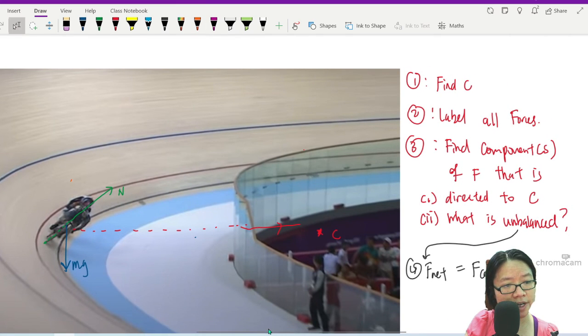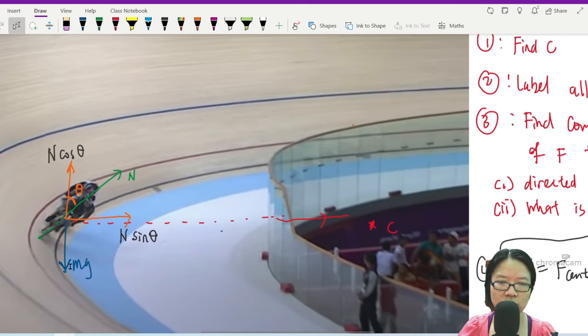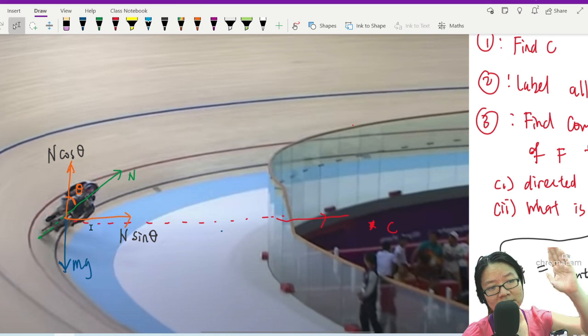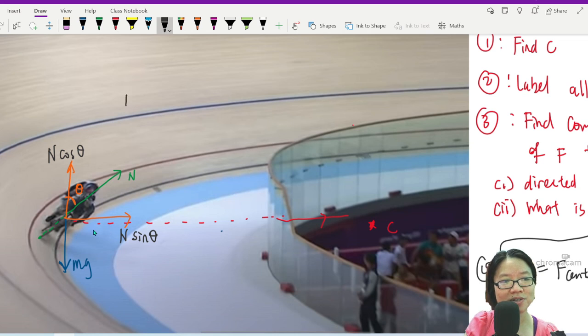You will have a component that is vertical, and you have a component that is horizontal directed towards the center of the circle. Okay, and if you remember, this was our theta. So here will be n cos theta. This is n sine theta. So hopefully with this diagram in context, you will understand that n cos theta is the one that balances mg to prevent the cyclist from falling to the side. Plop. That'll be not very good. So this n cos theta will balance with mg.